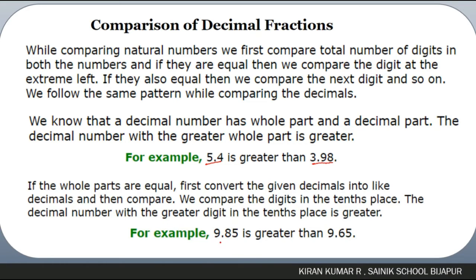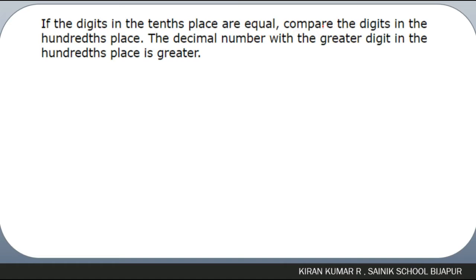When we have 9.85, 9.65, they are like decimals. They're having the same number of decimal places. Here 9 is there in both whole parts, they are equal, so we will look at the tenths place. The tenths place is 8 here, the tenths place is 6 here. 8 is greater compared to 6, that's why 9.85 is larger than 9.65.